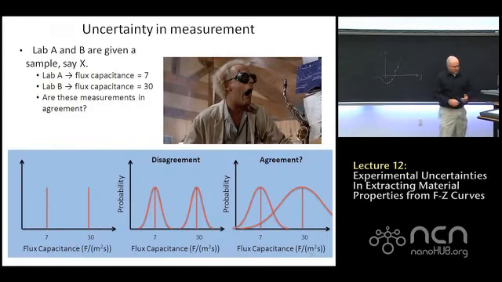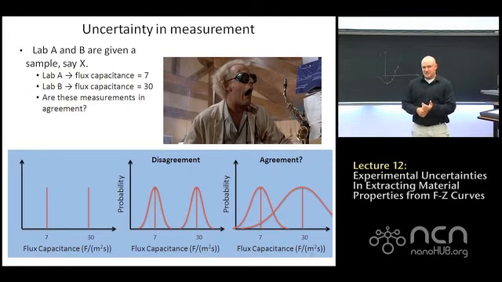Okay, so we have a number. What does it mean? This is the example I came up with. Say Doc measures the flux capacitance of something to be 7 and 30. Is that an agreement or disagreement? The answer is, if the lab tells you that one value is 7 and one value is 30, you have no idea whether those numbers agree.